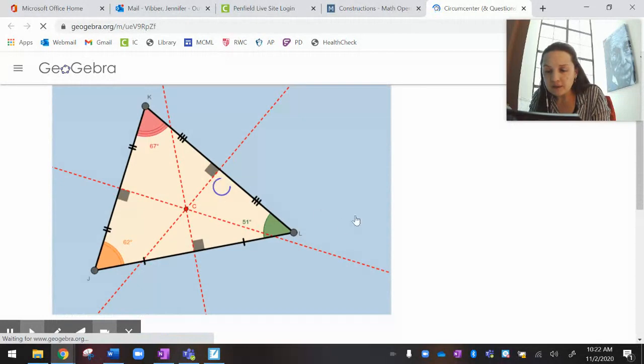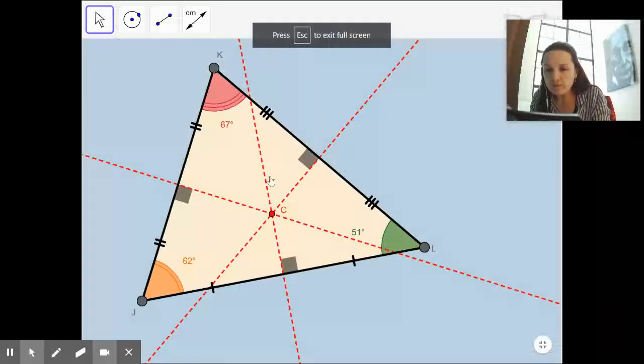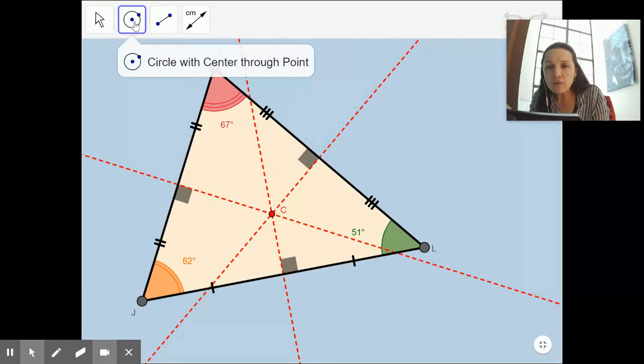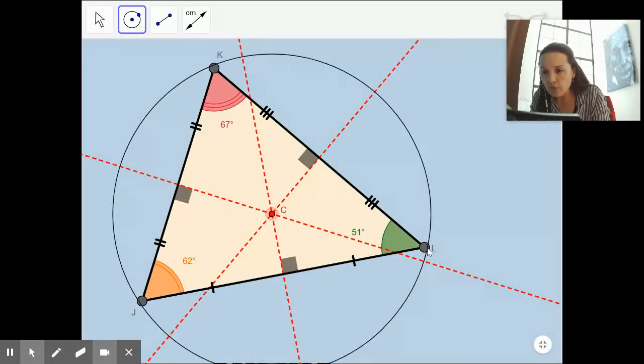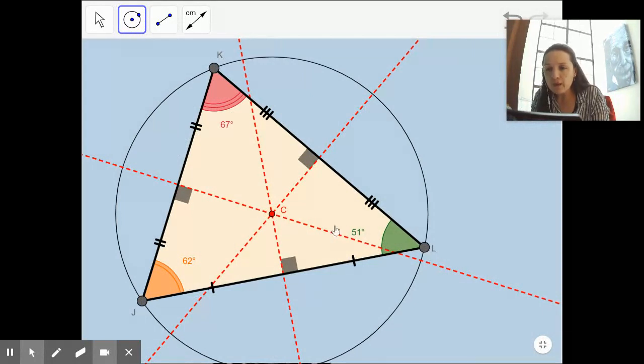And what this is going to let me do is drag things and show me the circumcenter. So let me make it bigger. This right here is the circumcenter. And I know it's the circumcenter if I connect from the center to point L, it touches L, J, and K.